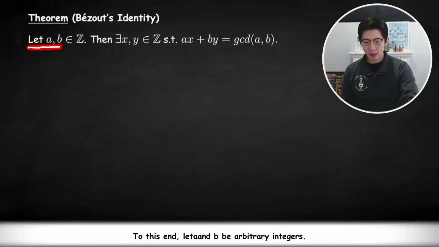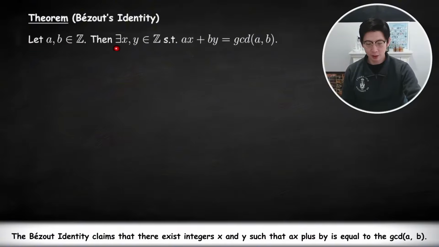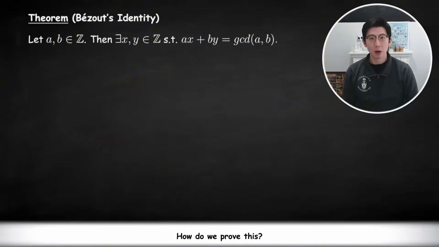To this end, let a and b be arbitrary integers. The Bézout identity claims that there exist integers x and y such that ax plus by is equal to the GCD of a and b. How do we prove this?